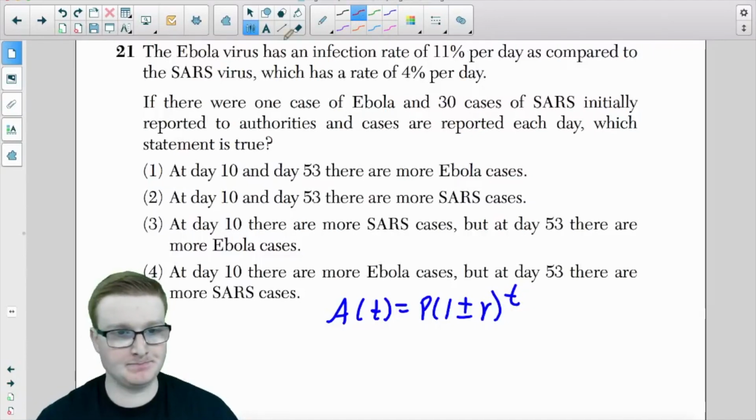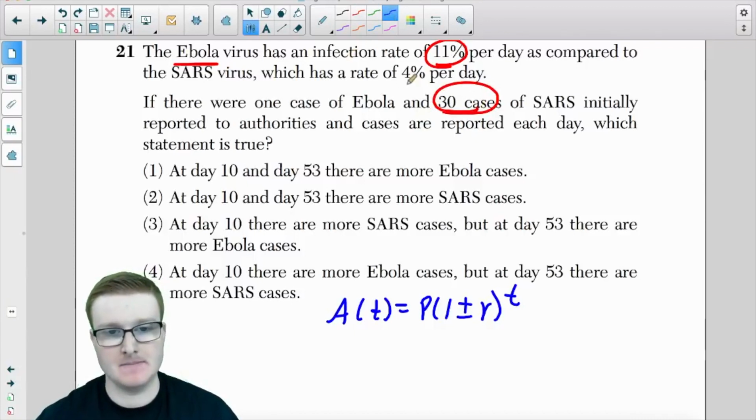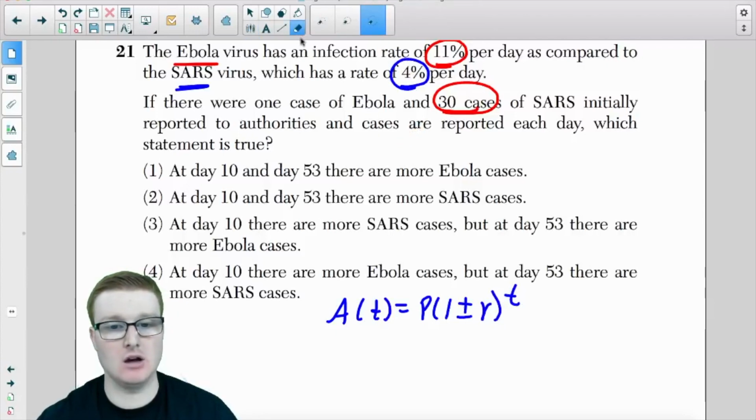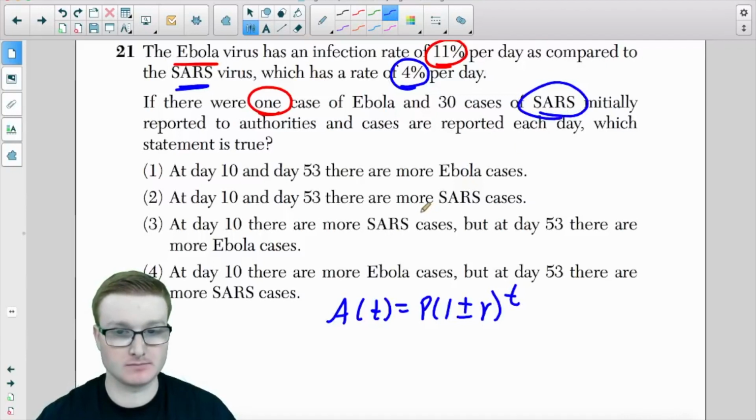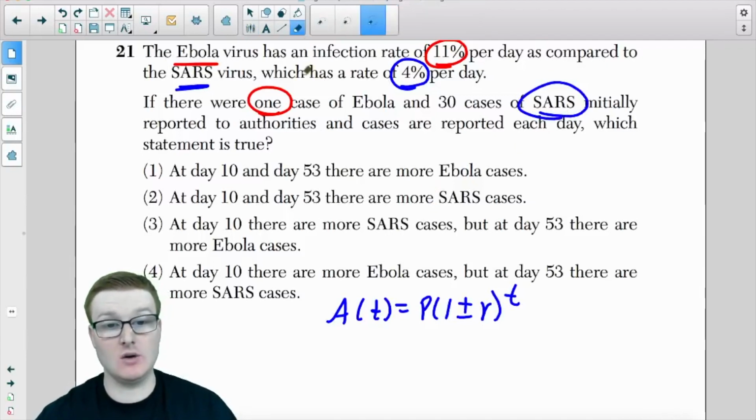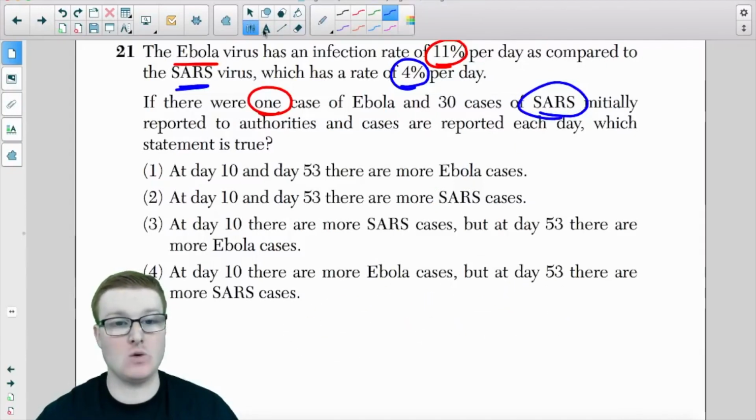So look at this. Ebola has an infection rate of 11% per day, and the SARS virus has a rate of 4% each day. Oh, I'm sorry, no. There's 1 case of Ebola, and there's 30 cases of the SARS virus. Okay. Which statement's true? So let's go ahead and set up our equations.